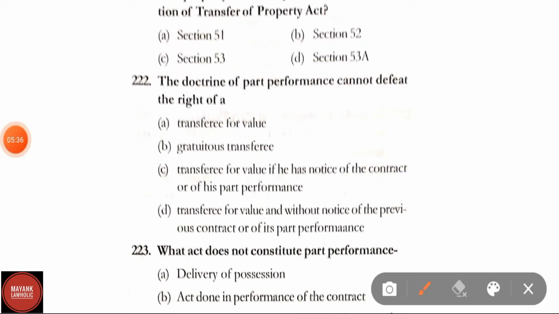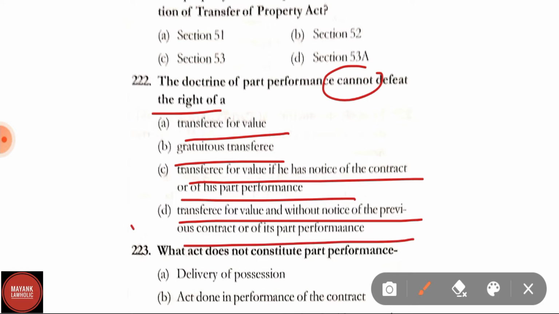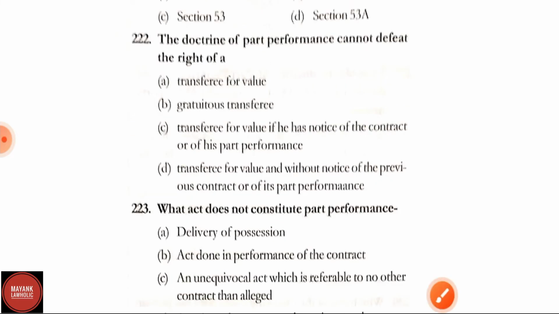Question number 222. The doctrine of part performance cannot defeat the right of a transferee for value, gratuitous transferee for value if he has notice of the contract, or his part performance, transferee for value and without notice of the previous contract of its part performance. Correct answer is option D, transferee for value and without notice of the previous contract of its part performance.